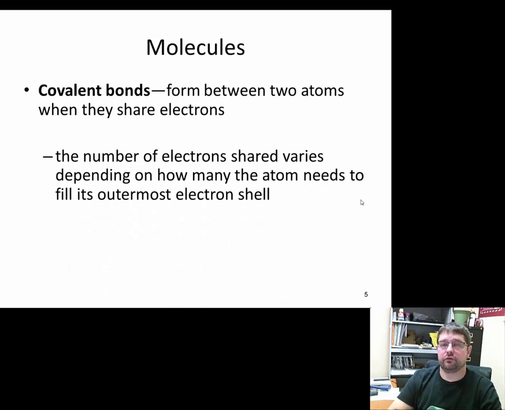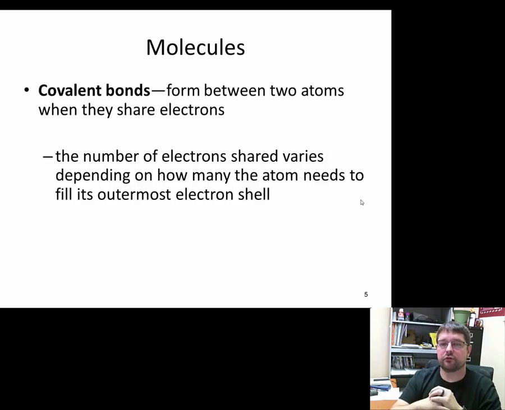This is where you get information like double bonds and triple bonds. It is really based on how many electrons are shared between the two atoms. If it's a single electron, then it's a single bond. If it's 2 electrons, it's a double bond. 3 electrons, triple bond, and so on. But most of the time we stop at that.